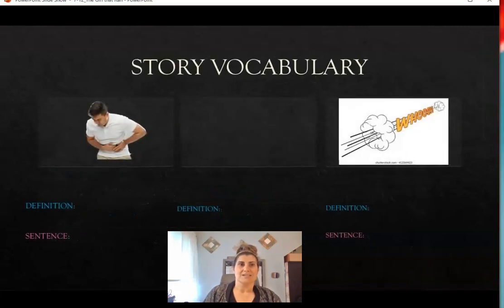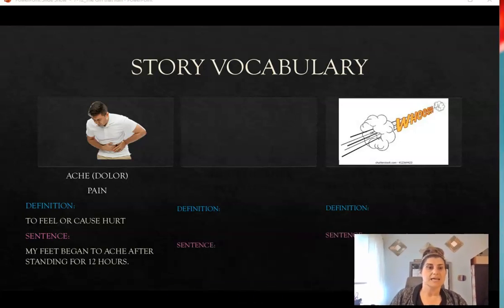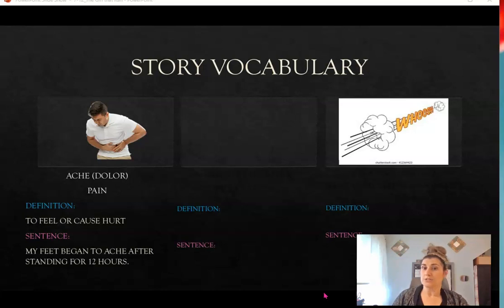So here is some of our vocabulary from our story today. The first one is ache, and a synonym, or another way we can say ache, is pain. The definition is to feel or cause hurt. The sentence I use, which you can use or you can create your own example sentence, is my feet began to ache after standing for 12 hours. Okay, so that's my example sentence.